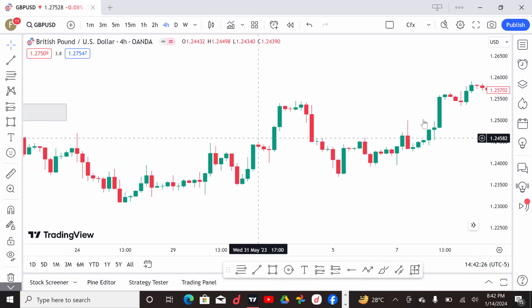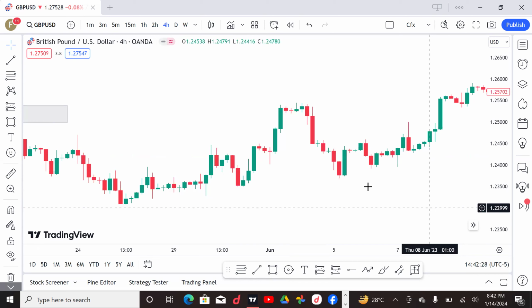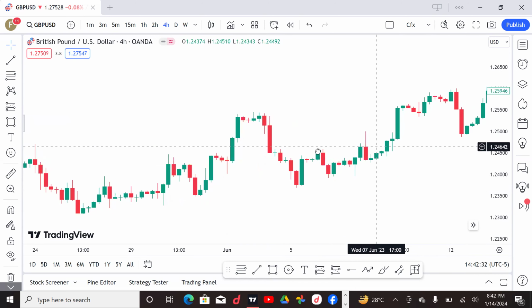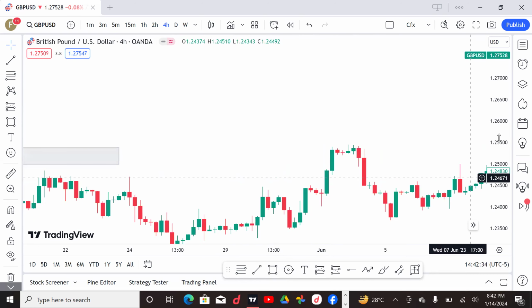So what do you expect? Price should start going up, right? Look at what price started doing. Price changed momentum to the upside. You see, price changed momentum to the upside.